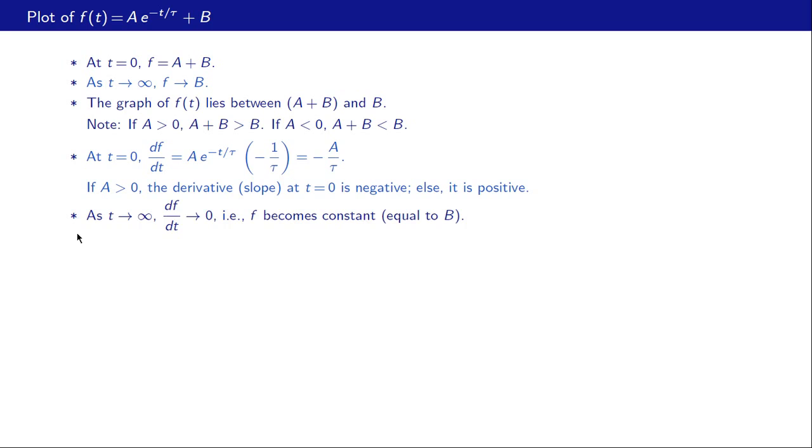What about t tending to infinity? As t tends to infinity, this term becomes 0, and therefore df dt will tend to 0. That means f becomes constant. And what is that constant? We have already seen that that constant is b. Alright. So as t tends to infinity, df dt tends to 0 irrespective of the sign of a, because a simply does not come into the picture. It gets multiplied by this 0 here.